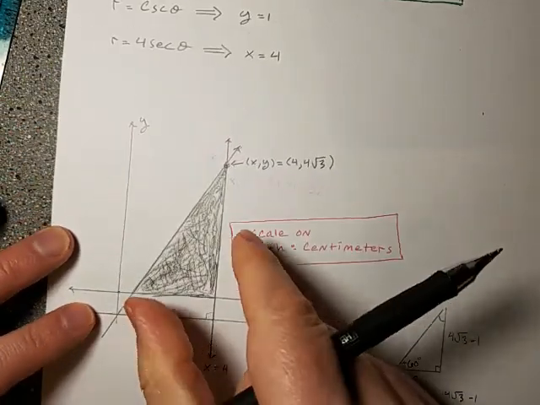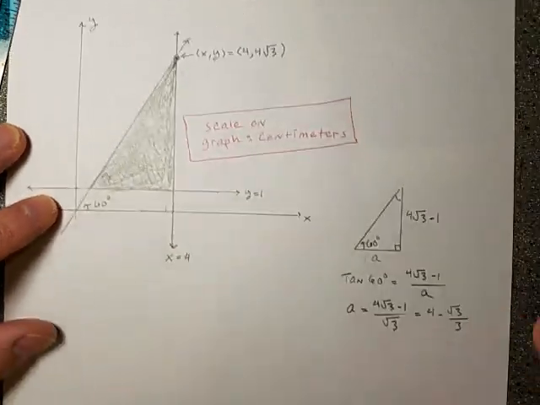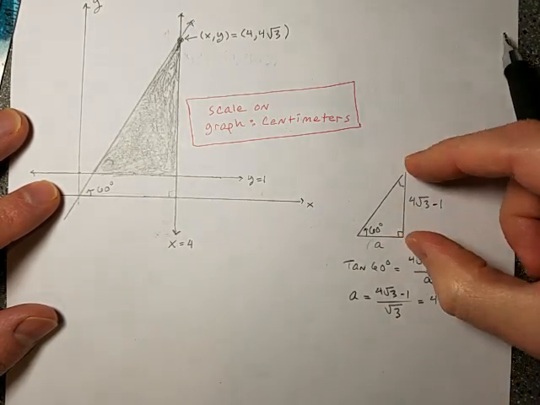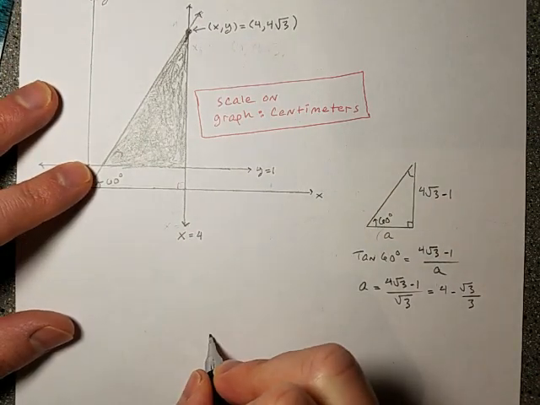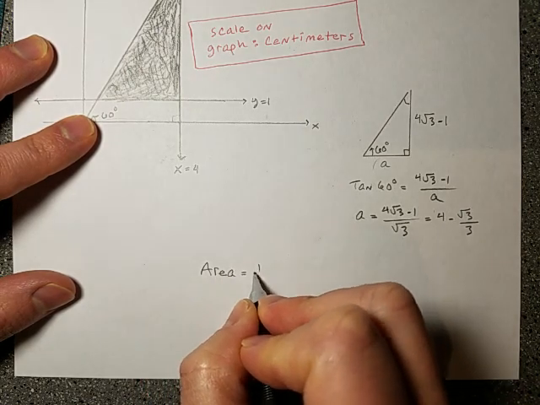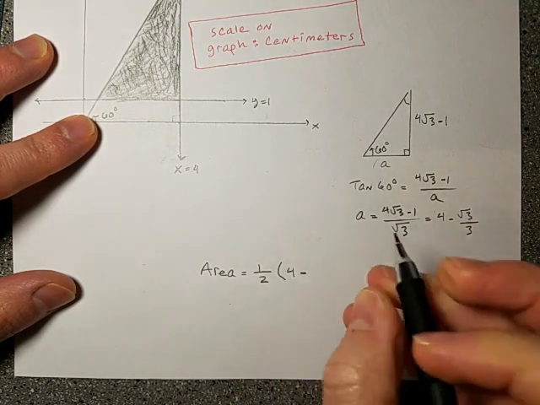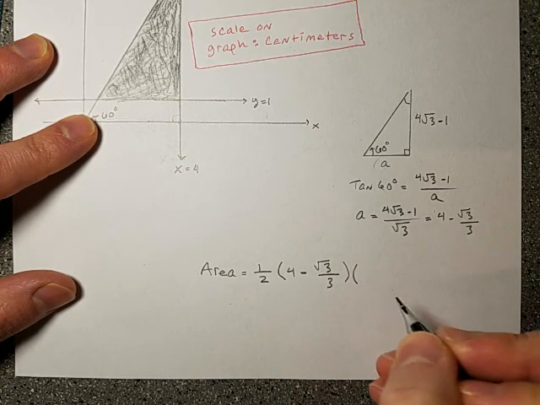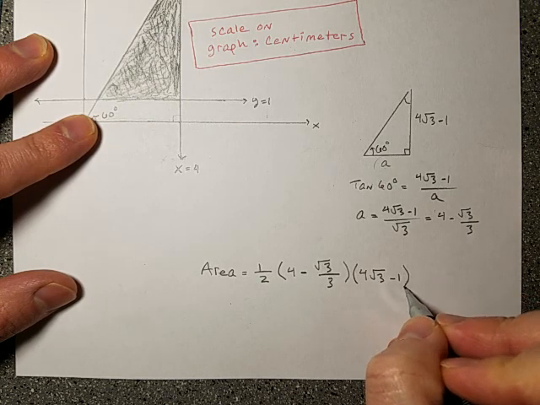The area of this triangle will be 1/2 its base times its height. And now I know both of those. Base I just found, the height I found as I drew this picture. Okay, let's do that over here. Area is 1/2 base, so that's 4 minus root 3 over 3 times height, 4 root 3 minus 1.